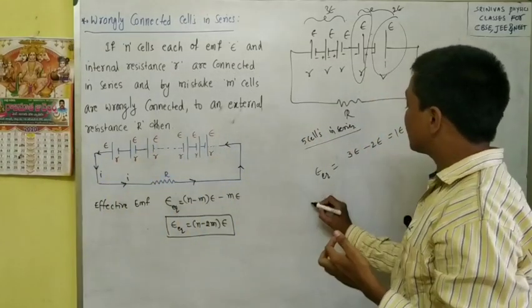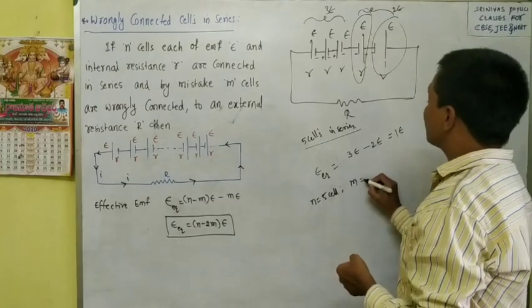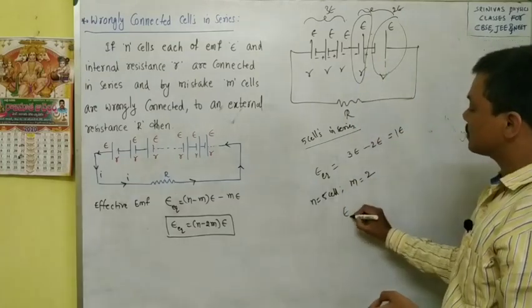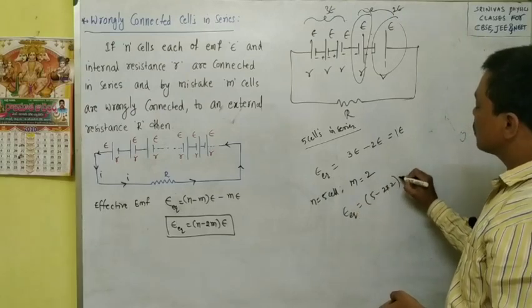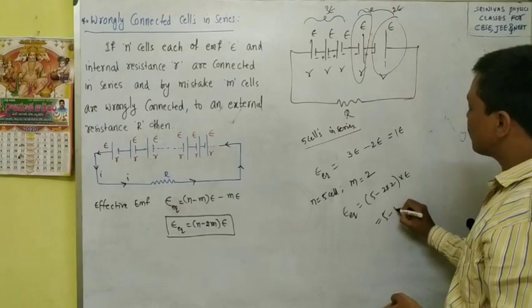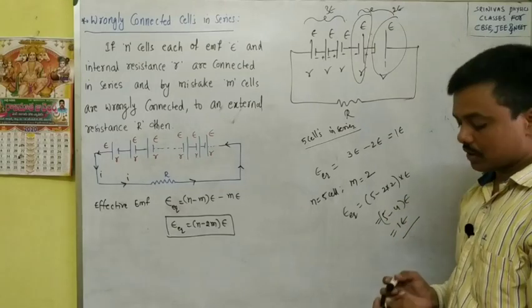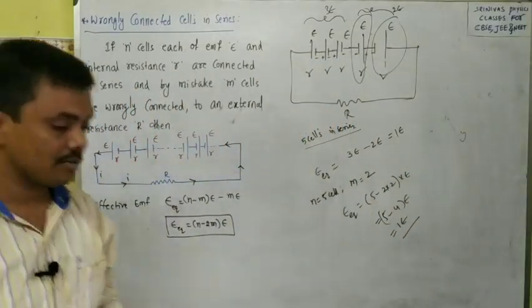Look here. Total how many cells are there? 5 cells. How many are wrongly connected? 2. Substitute in this formula, and see whether we get the same or not. Equivalent EMF is (5 minus 2 into 2) into epsilon. Then what do you get? (5 minus 4) into E, then we get 1E, right? Okay, this is the right formula to find the equivalent EMF.